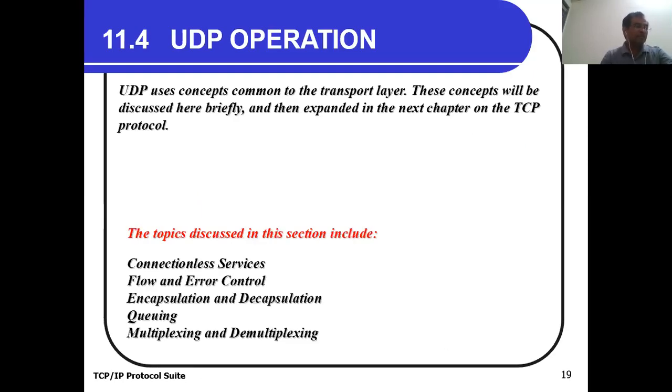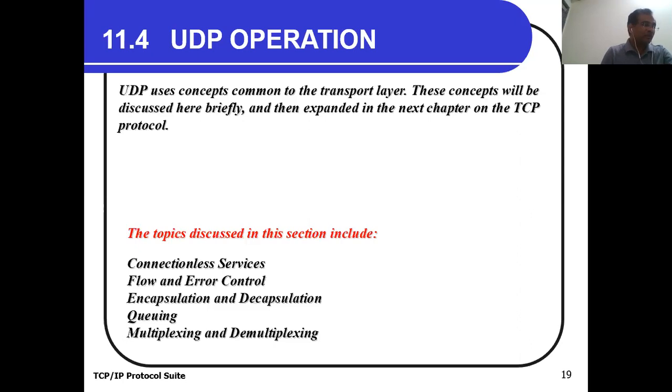As mentioned previously, UDP provides a connectionless service. This means that each user datagram sent by UDP is an independent datagram. That means there is no relationship between the different user datagrams, even if they are coming from the same source process and going to the same destination program. The user datagrams are not numbered, and there is no connection establishment and no connection termination as in the case of TCP. This means that each user datagram can travel on a different path.